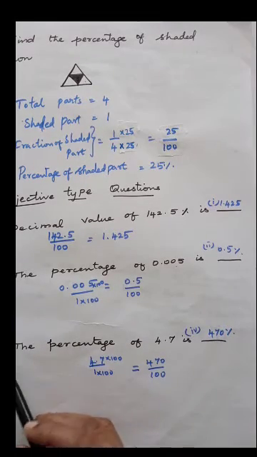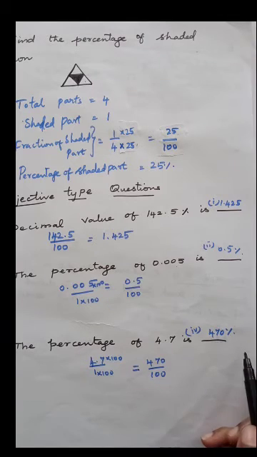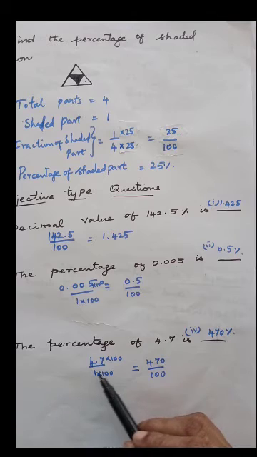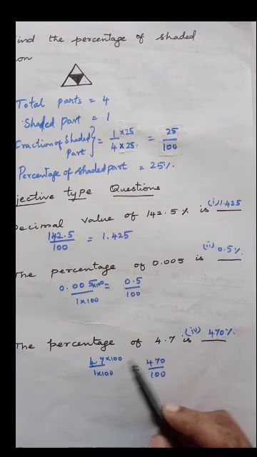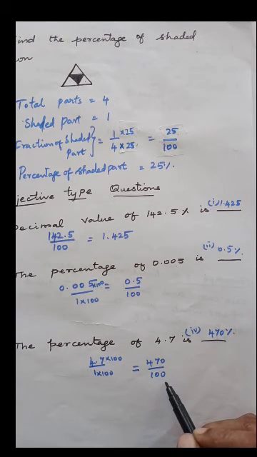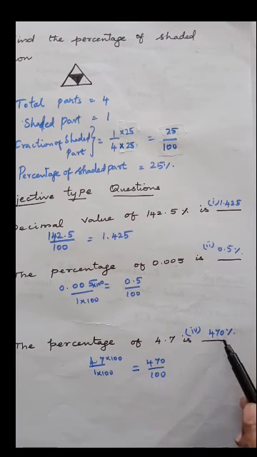Then the 11th problem. The percentage of 4.7 is dash. That is 4.7 divided by 1. So you multiply both numerator and denominator by 100. This is equal to 470 by 100. Now the percentage of 4.7 is 470 percentage. Fourth one is the answer for this.